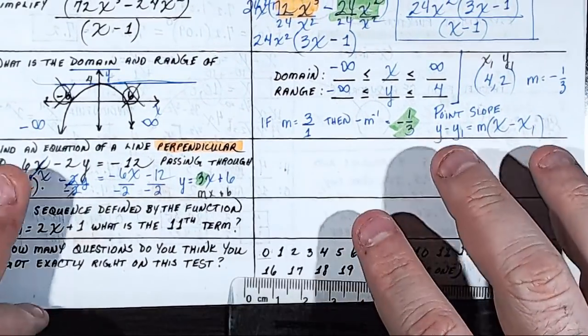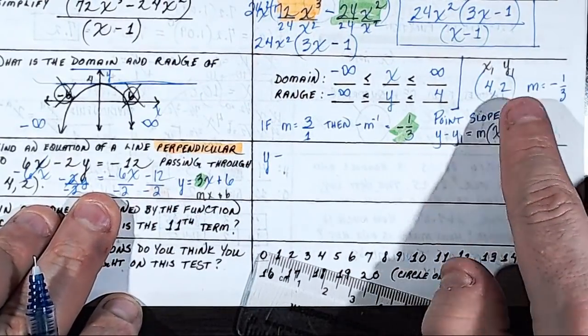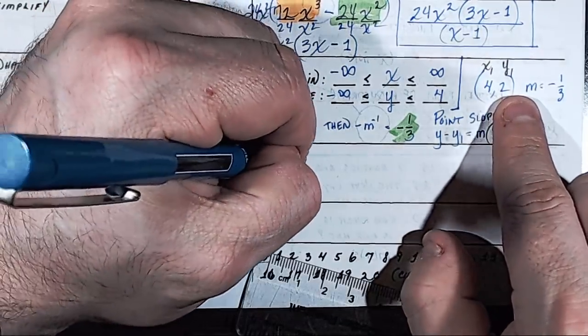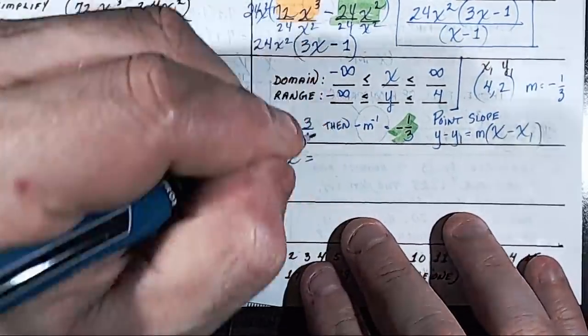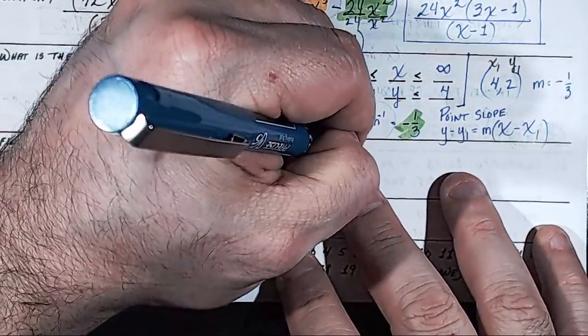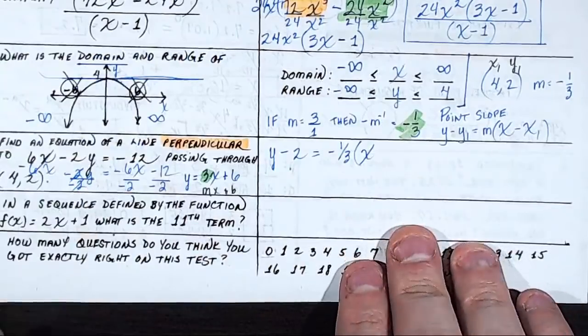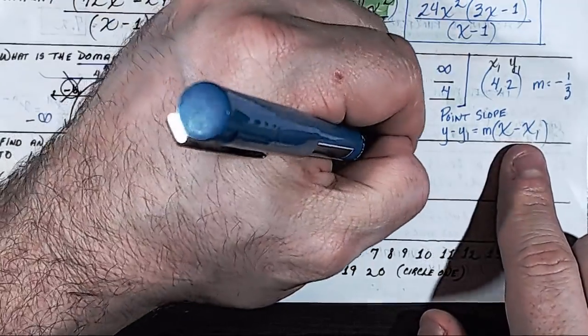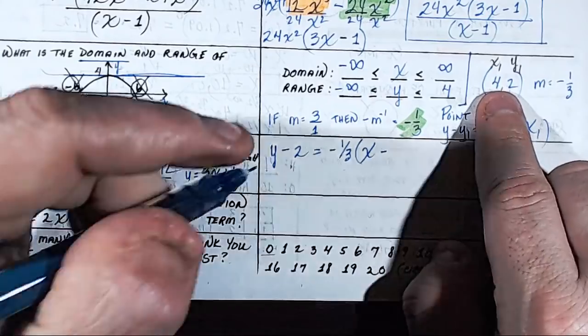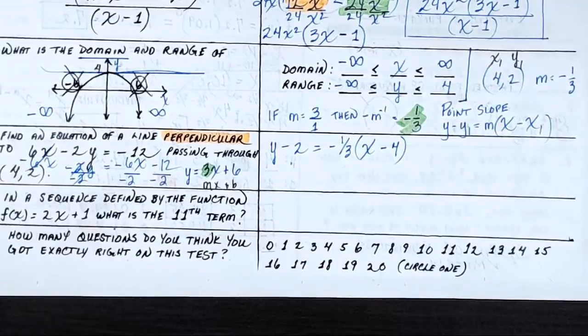This will move down to this space right here. y minus, now represent y1 with 2. y minus 2 equals m, represent m with negative 1/3, open parentheses, x minus, represent x1 with 4, close parentheses. If you get this far, you're going to get it right. You just have to use your mind, follow PEMDAS, and everything will take care of itself.